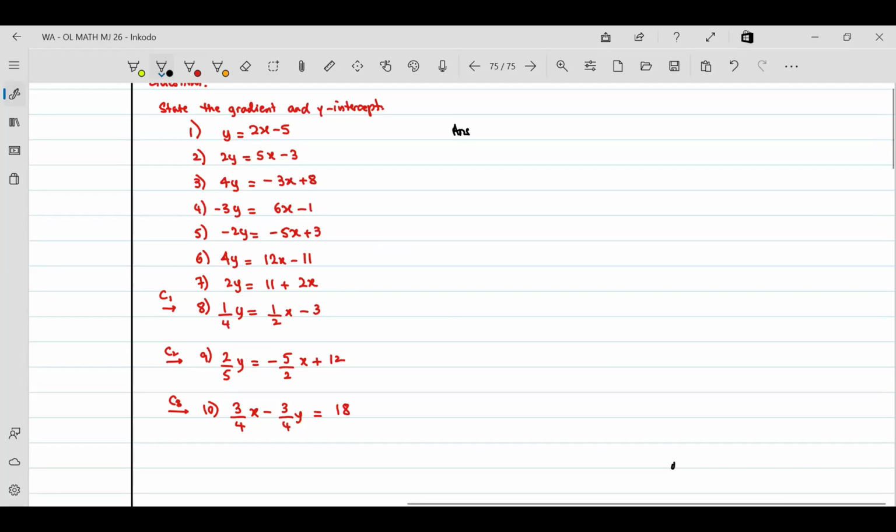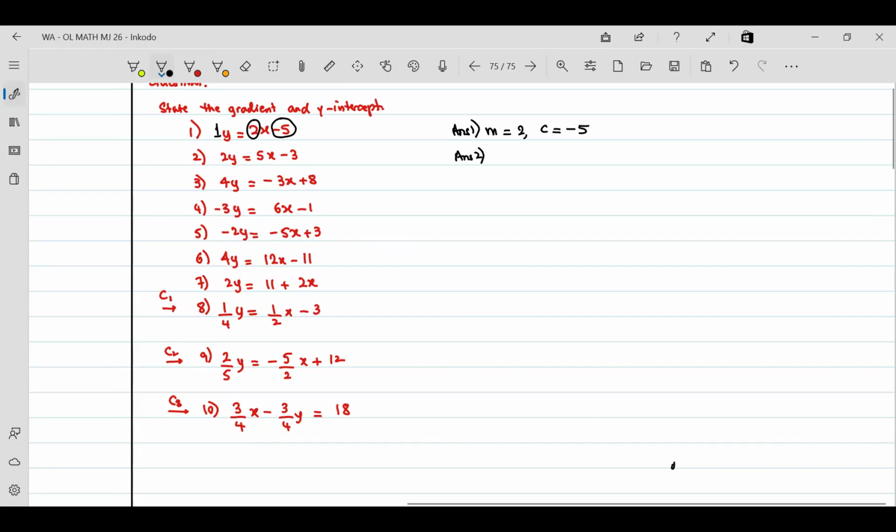So, answer number 1. It says y equals 2x minus 5. I have to check if the coefficient of y is 1. If it is, this means that y is the subject of the formula. The number attached, 2x, is going to be your gradient. So, gradient is 2, and the y-intercept with the sign is minus 5. Do all of you understand this?